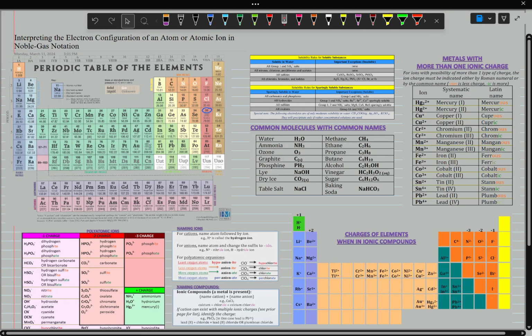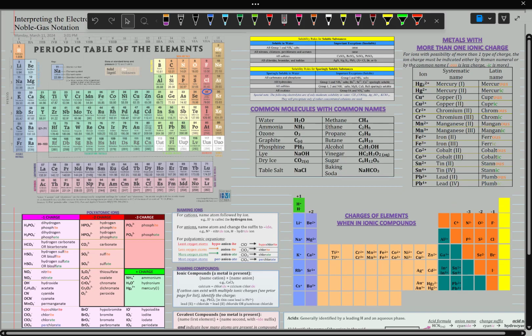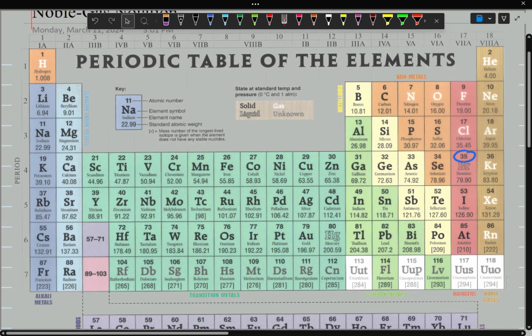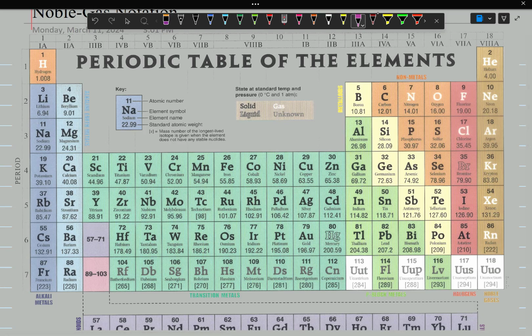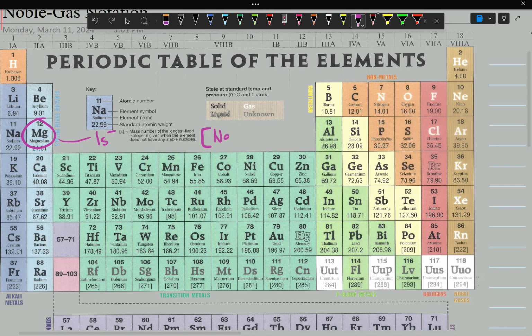In this one we're going to be learning about interpreting the electron configuration of an atom, specifically the electron configuration that's in noble gas notation. So all that means is that if we take magnesium for instance, instead of writing out magnesium's entire electron configuration starting from 1s and etc., we can write neon in front of it and then just write whatever comes after neon to get magnesium.